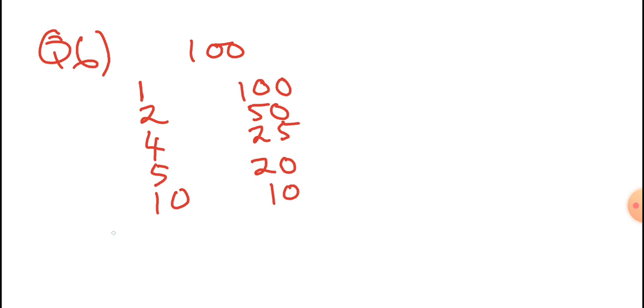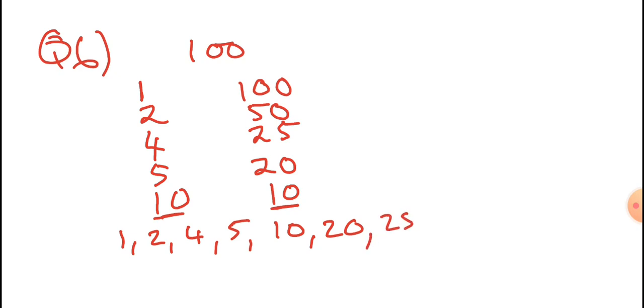And if we list it out, we'd list it like this: 1, 2, 4, 5, 10 only once. It's a square number, and we only list one of them: 20, 25, 50, and 100. So these are all the factors of the number 100.